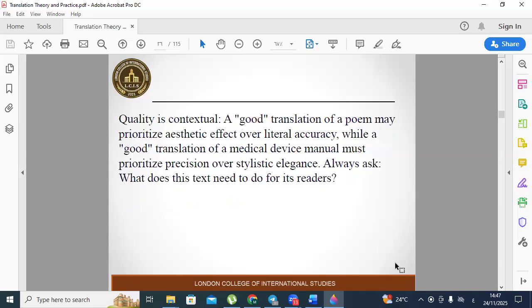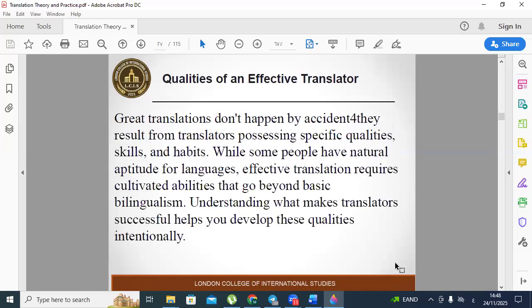Now let's go to: quality is contextual. A good translation of a poem may prioritize aesthetic effect over literal accuracy, while a good translation of a medical device manual must prioritize precision over stylistic elegance. Always ask: what does this text need to do for its readers? Qualities of an effective translator. Great translations do not happen by accident.